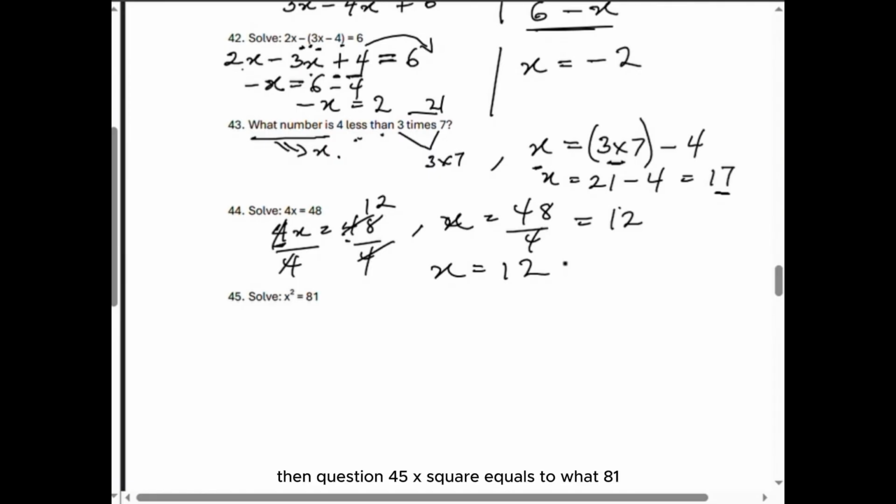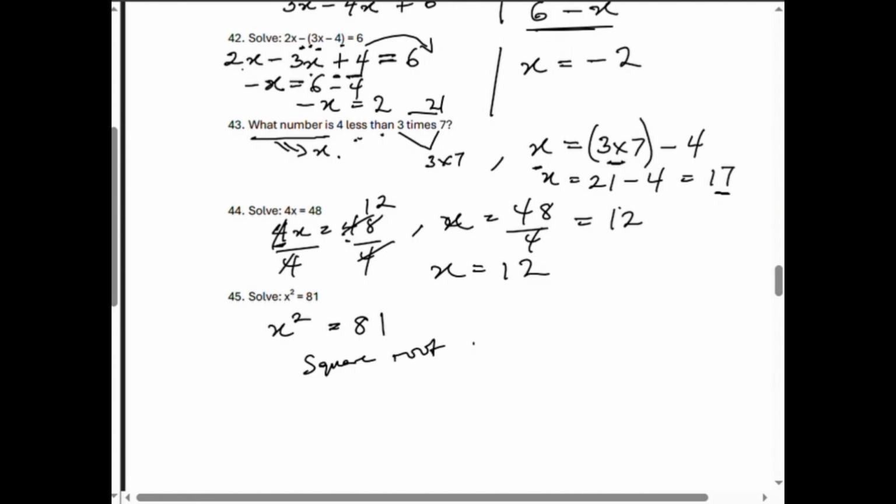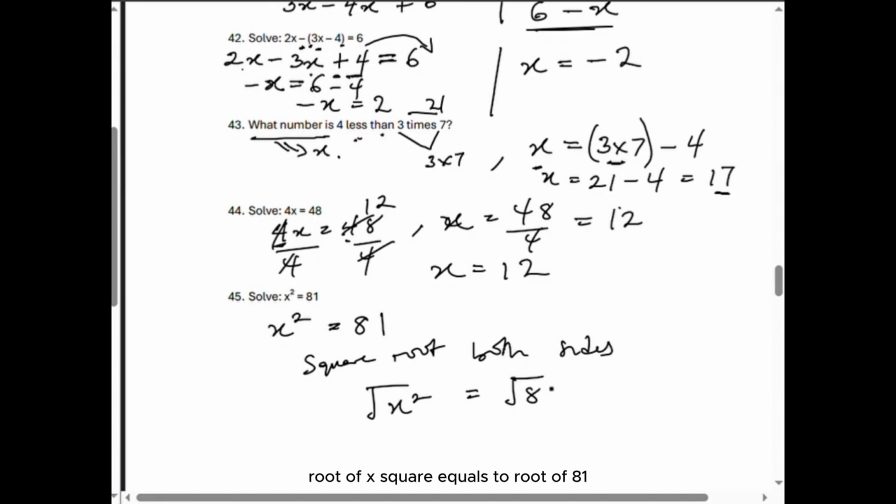Then question 45. x squared equals what? 81. So you can square root both sides. Root of x squared equals root of 81. This cancels this. And root of 81 is plus or minus 9. So it's either minus 9 or plus 9.